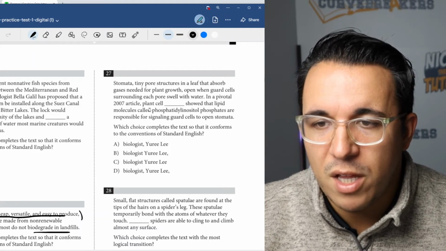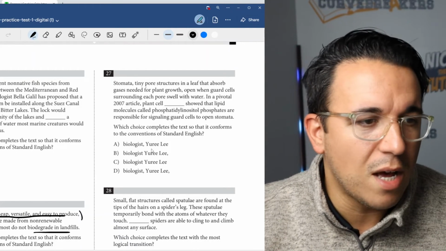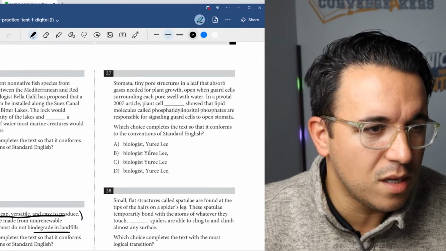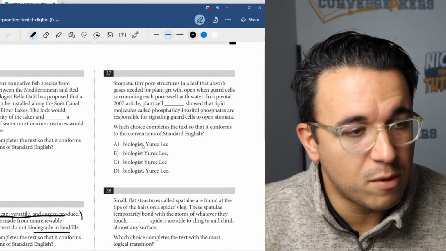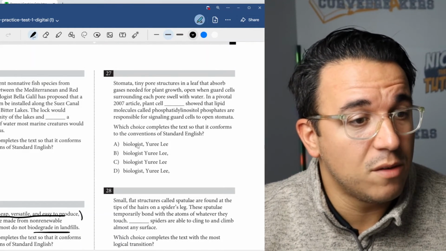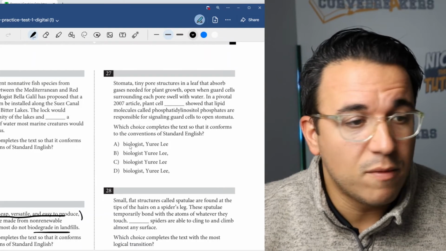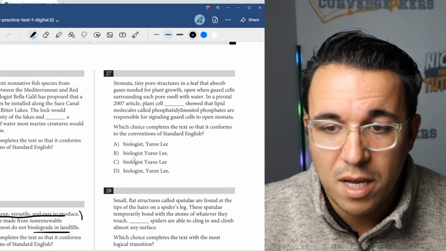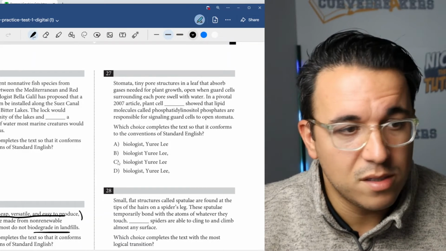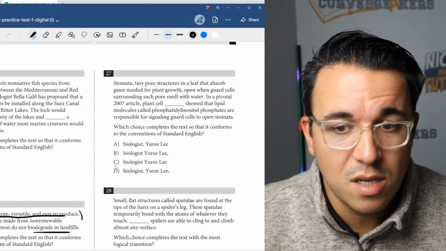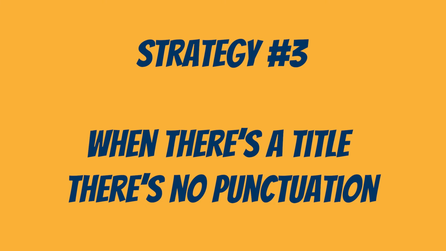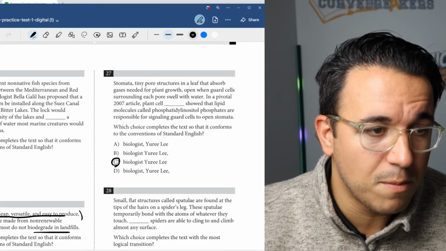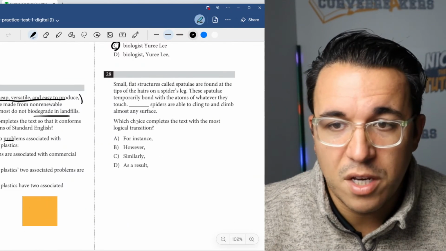So this would be Plant Cell biologist Yuri Lee. Now, if you know the SAT, you know that this is a title for this person's job and not an appositive phrase, right? So if you want to know what an appositive phrase is, comment down below. I'll definitely explain it, but it is not an appositive phrase. It's just a title. So we know on the SAT when we have a title, we put no punctuation, so the correct answer is going to be C. This is an SAT strategy tip. Make sure to learn that. All right, let's get to number 28.